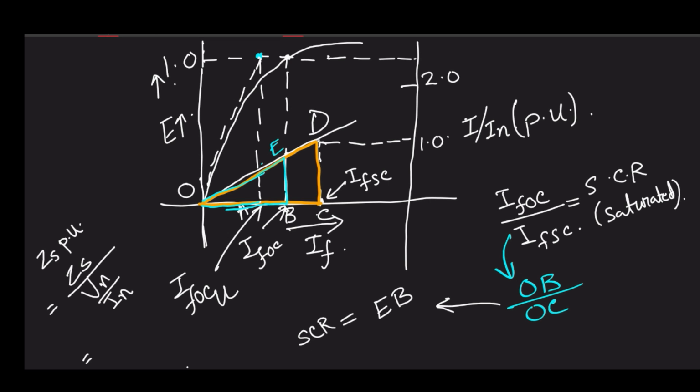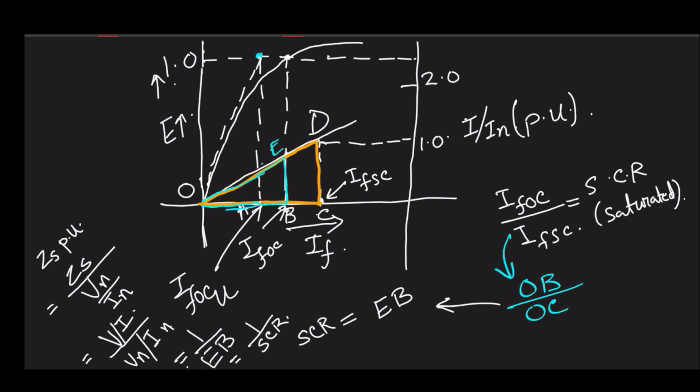Now this VN by IN, what will you get? ZS you can write like this. VN and IN are the rated values. This ZS is a ratio between V and I. Now see, if you do it, what it will lead you to is that, from this trigonometry you can solve very easily, it is 1 upon EB, that is 1 upon SCR.